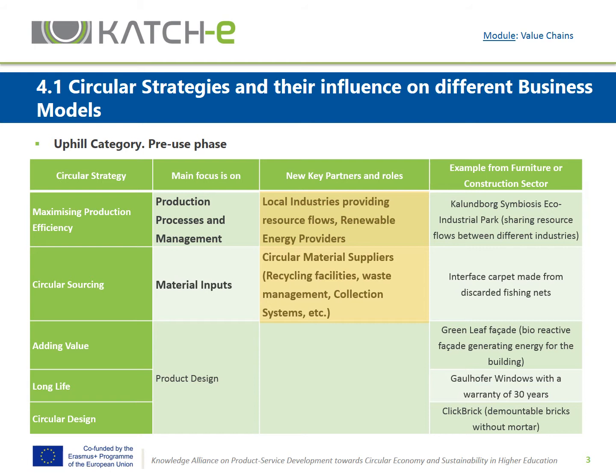In the case of uphill phase or business category, we can identify different partners depending on the circular strategy. This way, in the case of maximizing production efficiency strategy, local industries providing resource flows or renewable energy providers are the main new key partners needed. In the case of circular sourcing strategy, however, circular material suppliers would be the most relevant new key partners to be considered.